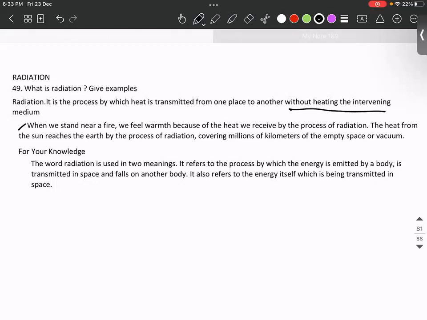So, when we stand near fire, we feel the warmth, right? Because of what? Because we receive the heat through the process of radiation. Similarly, how is the heat from the sun coming to us? Through the process of radiation covering millions of kilometers of empty space or vacuum. It is traveling through the atmosphere also. If that atmosphere was not there, you would have felt more heat which we can't sustain. There are certain things which are actually protecting us. Right?